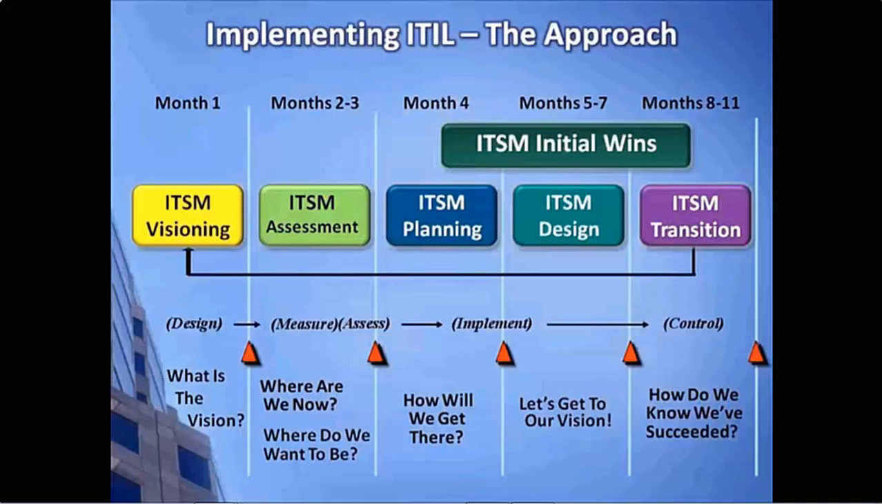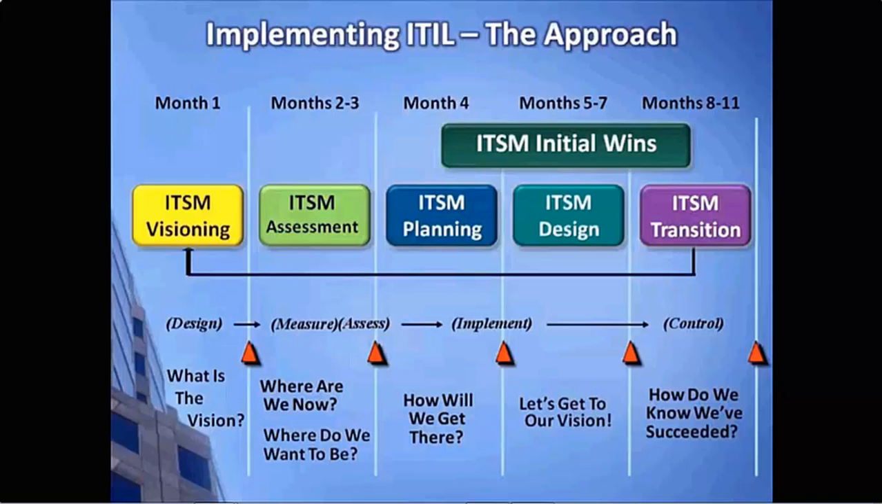Note that this entire approach then circles back to the visioning stage. The reason for this is that when you implement ITIL, it is not just a one-time project, it is really an ongoing program, and that's the purpose for this. So once we've implemented a certain number of improvements and initial wins, we'll circle back and then pick a next set of initial wins and improvements that we want to implement, and so on and so on.